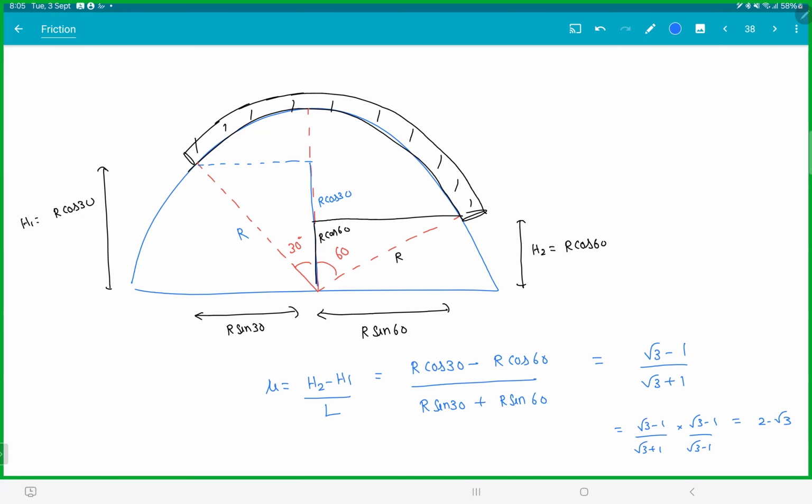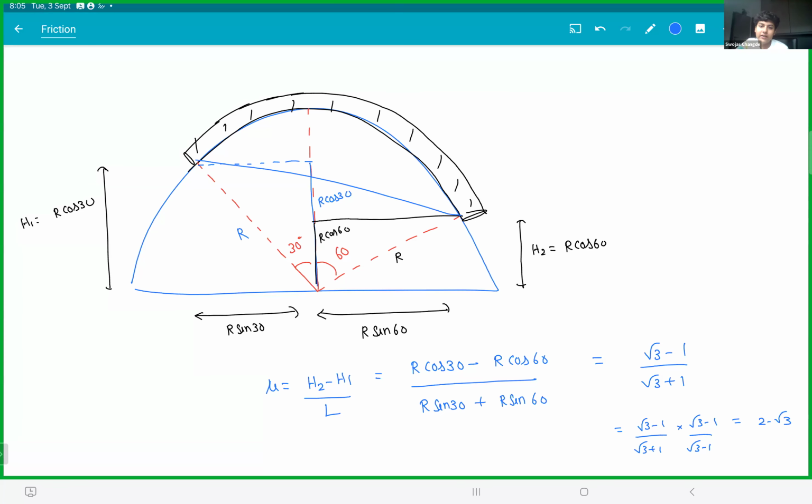Arnav, Abhinav, clear with this? Arush, got this? Ojas, clear, na?